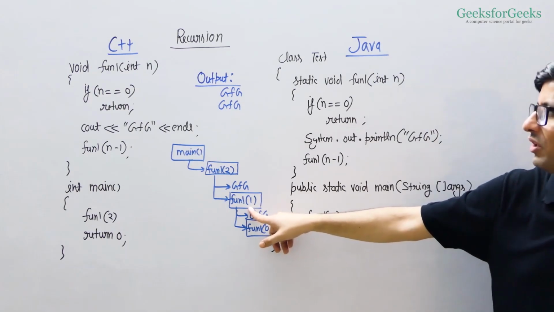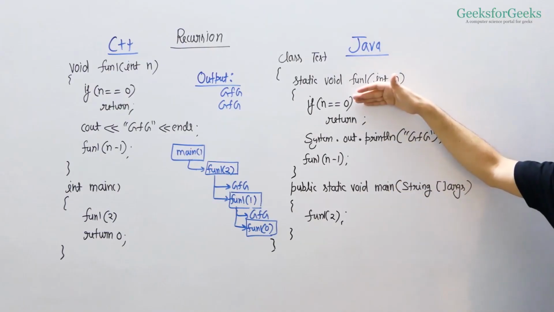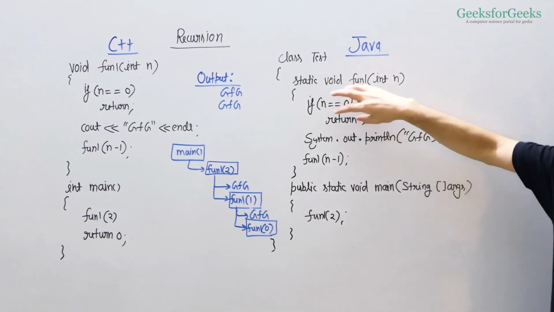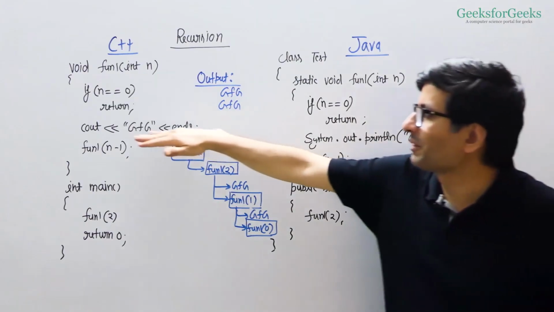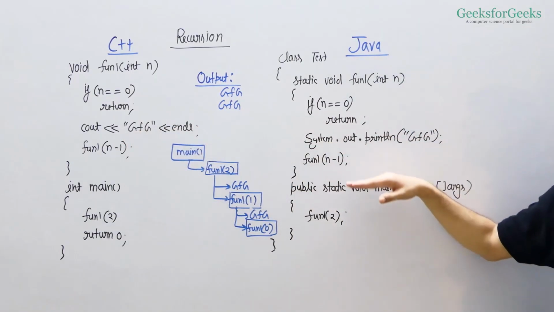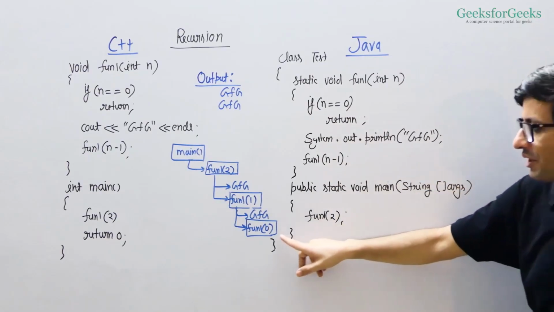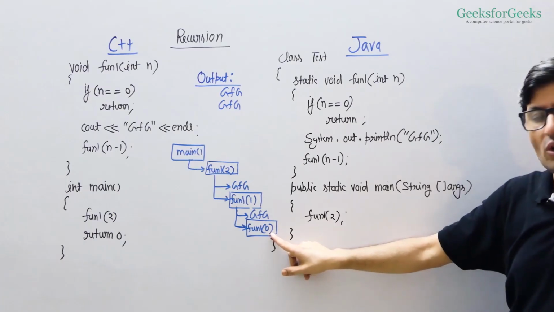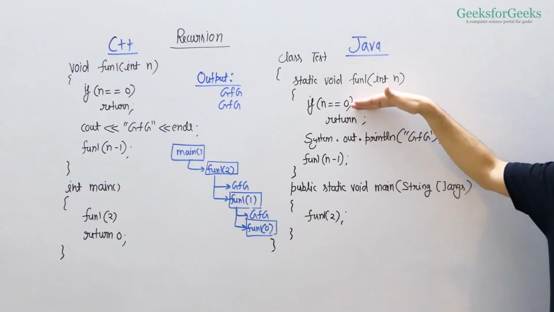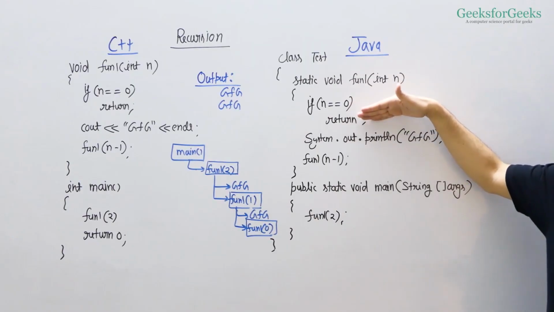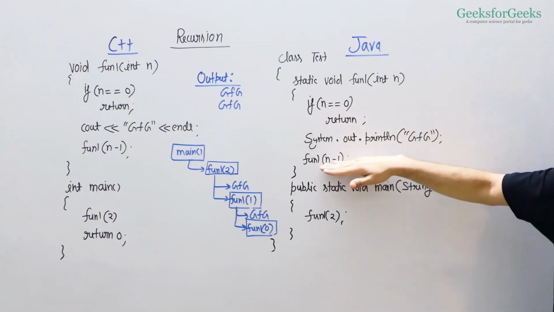When this fun1 is called, it again begins the execution from the first line. This time again, n is not 0, so we do not go inside this if condition. We come here and we print gfg. And after printing gfg, we make one more recursive call where the parameter is 0. Now when you call for 0, the execution again begins from here, and this time n is 0, so it immediately returns. And now it does not go here because there is a return statement, so it does not go here, does not go here.